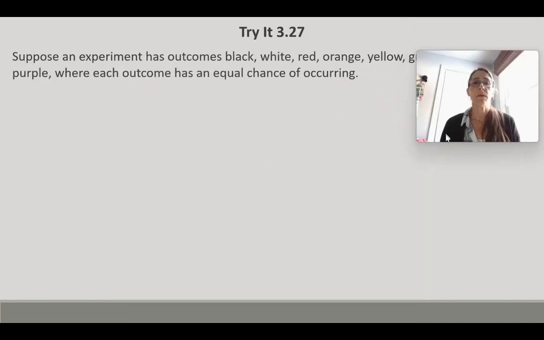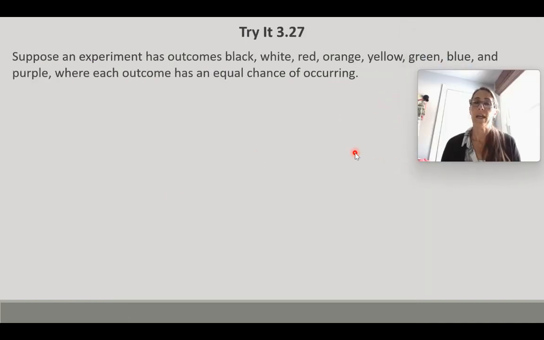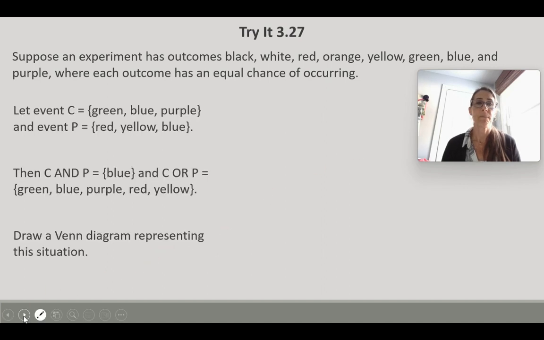So suppose an experiment has the outcomes black, white, red, orange, yellow, green, blue, and purple, where each outcome has an equal chance of occurring. We're going to let event C be the colors green, blue, purple. P is going to be red, yellow, blue. So then C and P, what do they have in common? They have the color blue. C or P are the colors green, blue, purple, red, and yellow. Again, don't repeat blue because it's in both. You only want to list it once.